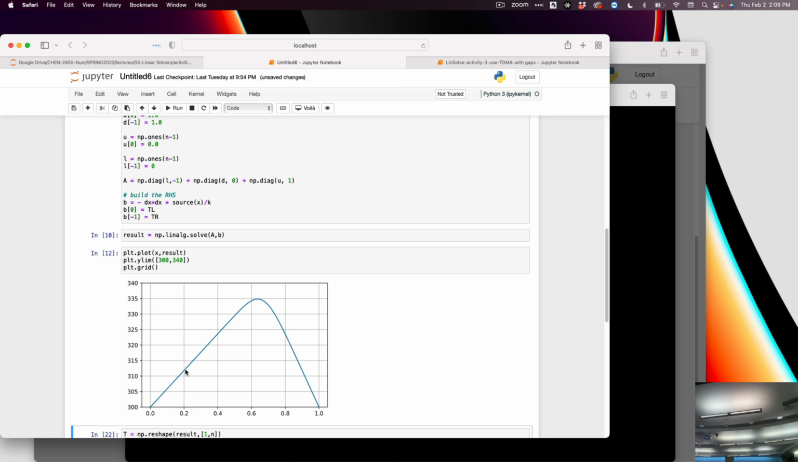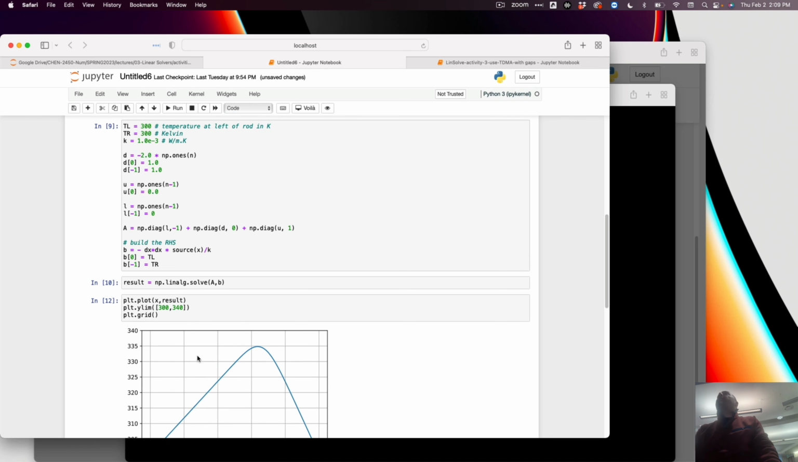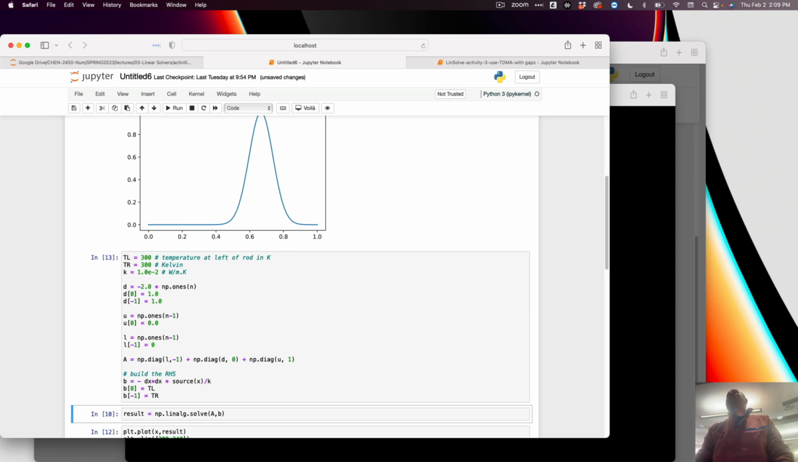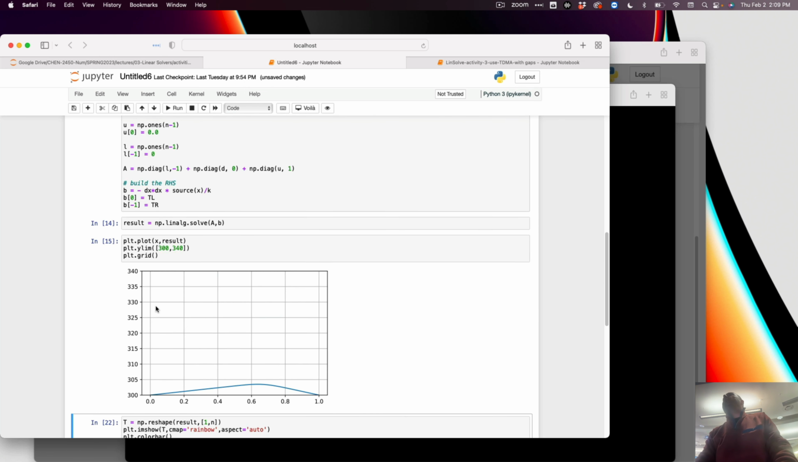Okay? That's our reference. So now if I increase K, my claim is that the temperature is going to dissipate along the rod much faster because there's faster heat transfer going on. So let's increase it by 1 order of magnitude. Go to 10 to the minus 2. Solve. Oh, look at that. Immediately dropped from 335 to barely 305.